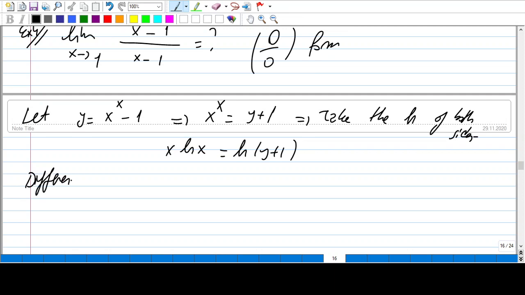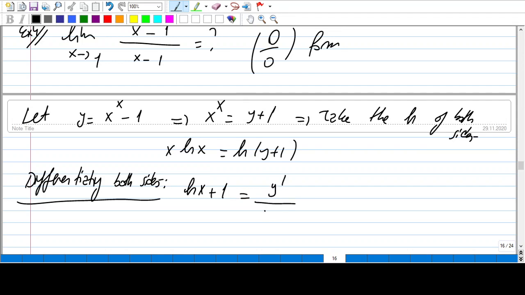Differentiating both sides. Okay, this is not the only way to solve this question. This is just one of the solutions that I can do, so you can apply another way to find a solution. If you differentiate x ln x, the derivative of x is 1 times ln x plus 1 over x times x, we have 1 equal to y prime over y plus 1.